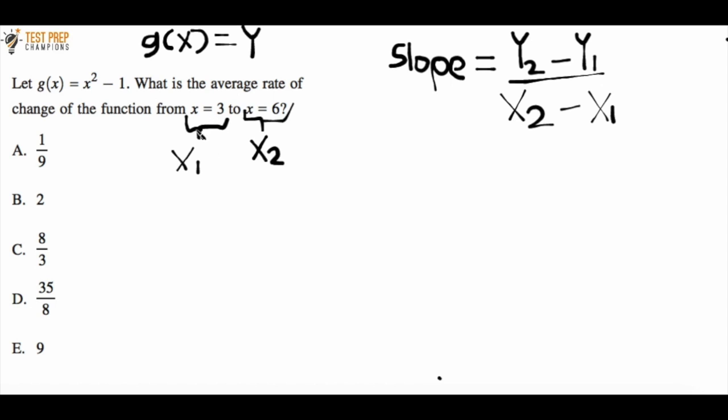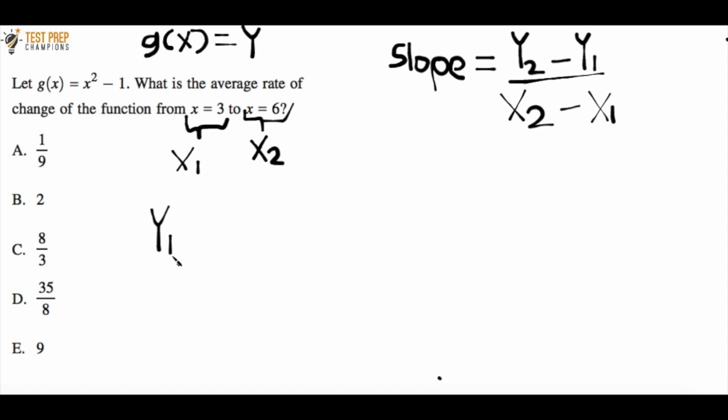So if I take this x1 value, which is x equals 3, and replace the x in x squared with 3, and do 3 squared minus 1, that's going to give me my y1. And the same with this x2. If I plug 6 in here for x and crunch the numbers, that's going to get me my y2. All right? So just to explain the strategy here.